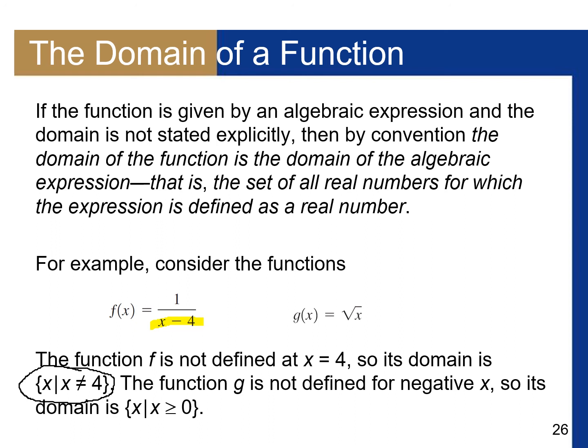Now here, I have to remember that the square root of 0 is 0, so 0 will work, but I can't have any negative. So I have to go x such that x is greater than or equal to 0.